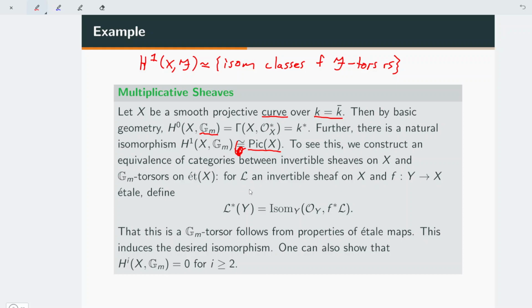Okay, so how do we do that? So take L, an invertible sheaf on X, and f from Y to X an Etale map. We define this Gm torsor L star of Y as the isomorphisms from the structure sheaf on Y to the pullback of L by f. And so the proof that this is actually a Gm torsor follows from the properties of Etale maps that we've seen throughout the class.